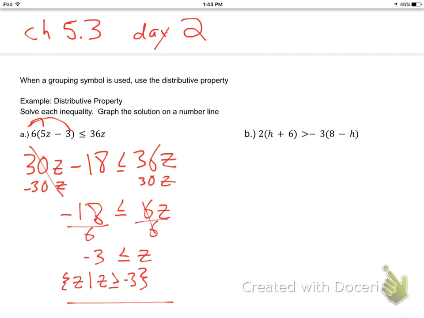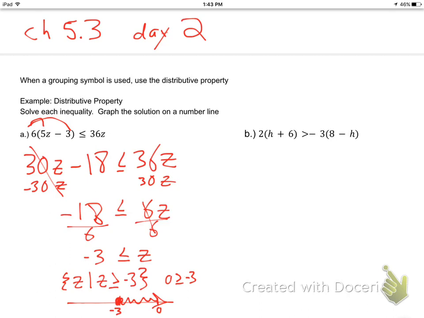If I graph it, I have an open dot or closed dot at negative 3? Closed dot. On negative 3, 0 would be to the right. Is 0 greater than or equal to negative 3? That is true, so I'm going to shade towards 0. Always check a point before you shade. 0 is a really good one, unless 0 is your checkpoint or your endpoint.